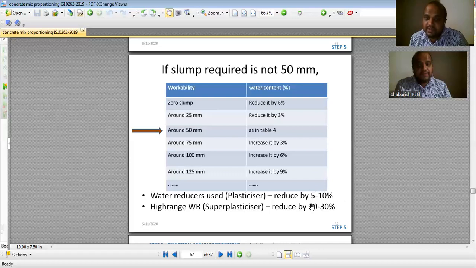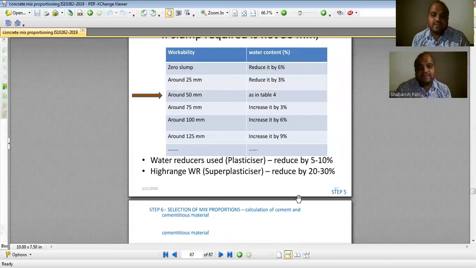This value generally depends on experience. While solving, as students being amateurs, you can use the highest value, or any convenient value in the range of 5 to 10 and 20 to 30%. So that's how we can still reduce. If we are using plasticizers and superplasticizers, it means we can reduce the water content by 5 to 10% or by 20 to 30%.